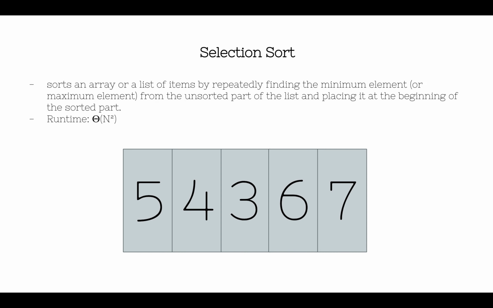Let's go over selection sort now. Selection sort is actually quite useful in that instead of swapping with neighbors one by one, we can swap over large distances. To give you an example, let's sort an array of items by repeatedly finding the minimum element. So we find a minimum element in a subarray, and we put this at the very beginning of the sorted part. This runtime will be Θ(n²).